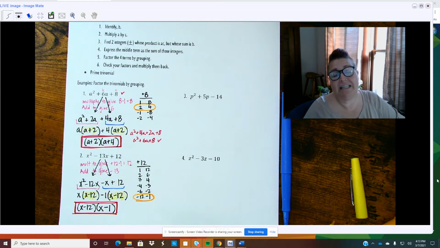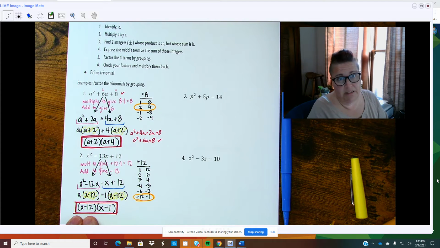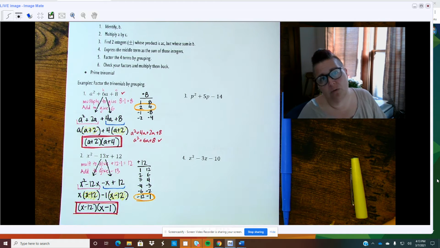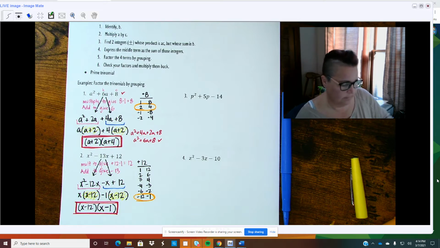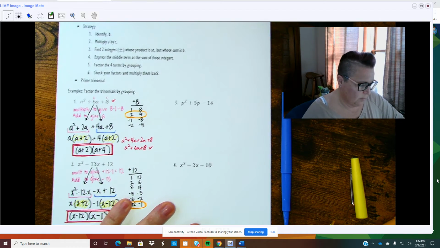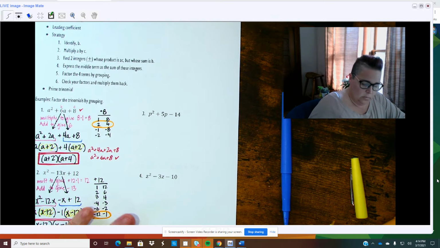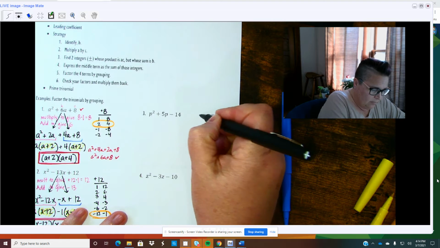Now I should mention that this is the same as if I had reversed it and done x minus 1, x minus 12. The order of the factors does not matter here, just that you have both of them. The same way that 12 is 3 times 4 or 4 times 3, and the order doesn't matter, is what we're doing here, okay? All right, so if we have p squared plus 5p minus 14, we are looking for numbers that multiply to give us a negative 14.